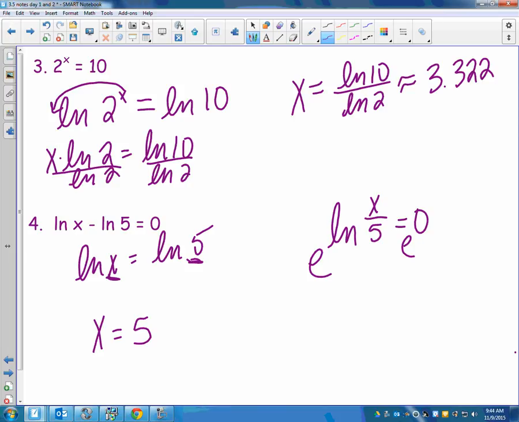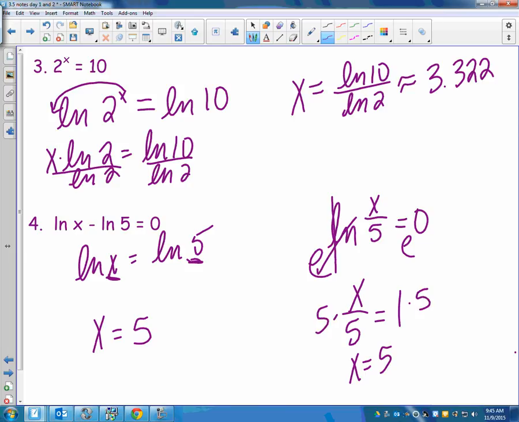Because if I e both sides, and I now have e to the ln of x over 5, those cross out, and I'm left with x over 5, and what's e to the 0 power? Am I still going to get 5 as my answer? Multiply by 5, I still get x equals 5. Right?